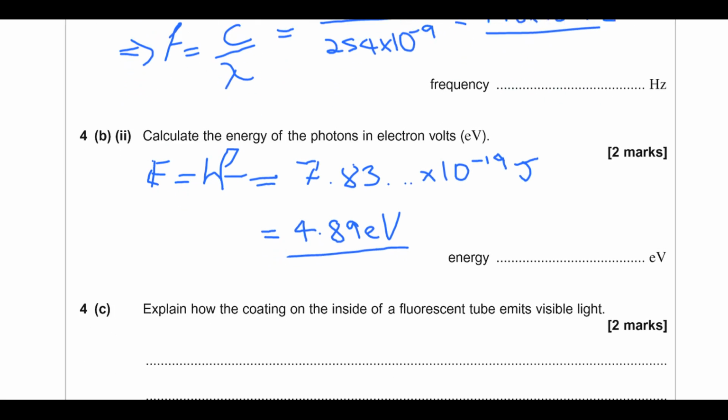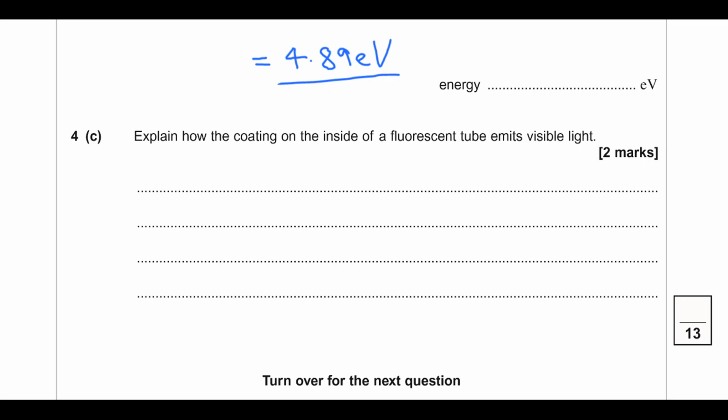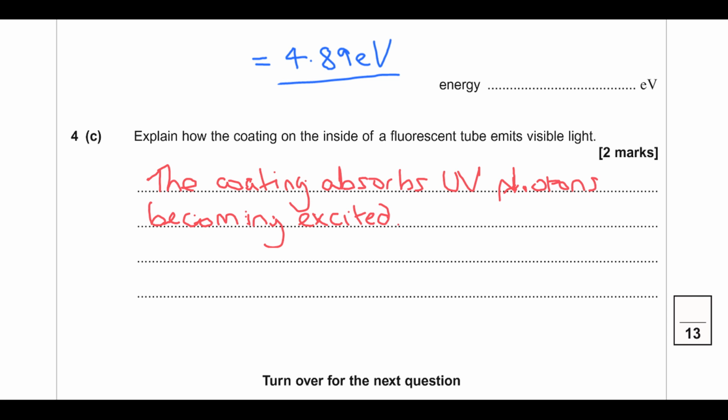This is a fairly lengthy question. Last part. Explain how the coating on the inside of a fluorescent tube emits visible light. So the first thing it does is the coating absorbs the UV photons. So that's the first part. And then what happens is it de-excites, giving off lower energy, or lower frequency, or longer wavelength photons when it cascades down the energy levels.